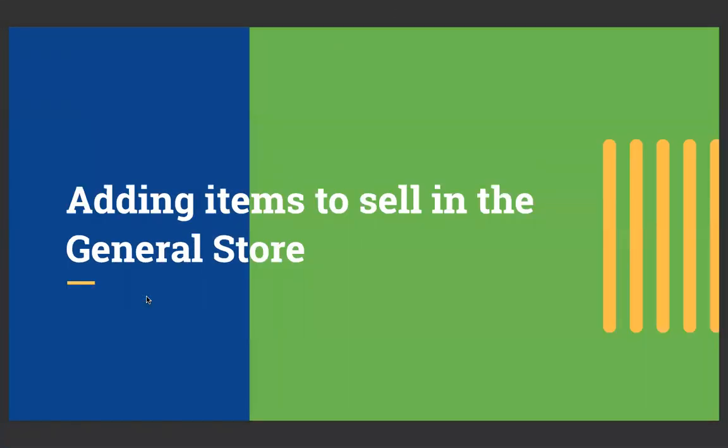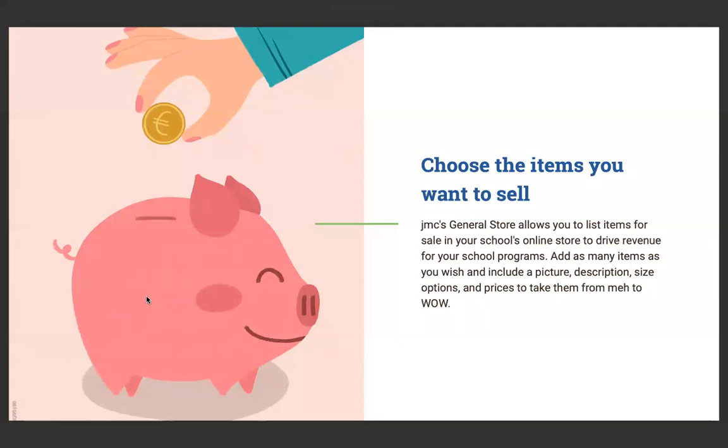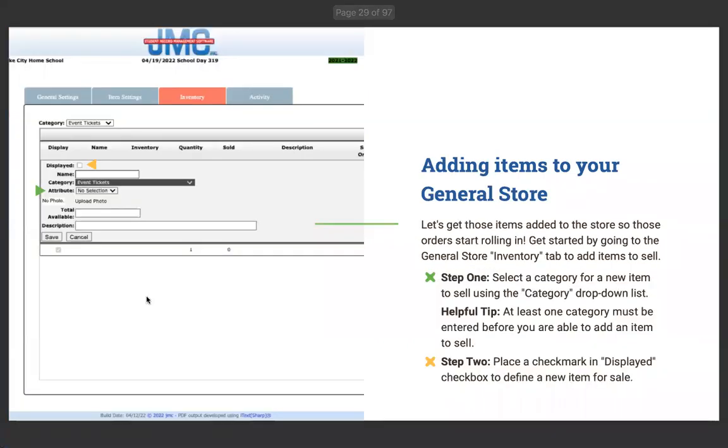Adding items to sell in the general store. JMC's General Store allows you to list items for sale in your school's online store to drive revenue for your school programs. Add as many items as you wish and include a picture, description, size options, and prices to take them from meh to wow. Let's get those items added into the store so those orders start rolling in.